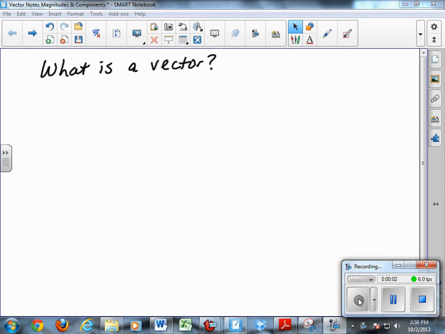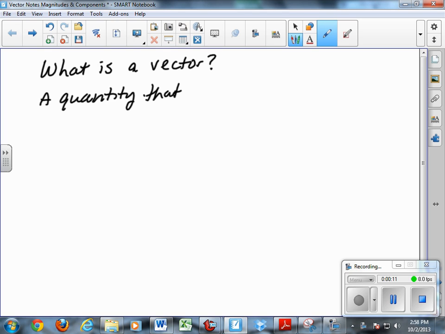What is a vector? A vector, by definition, is a quantity that has magnitude and direction. Now, what does it mean for a quantity to have both magnitude and direction? For example, I could have a number that just has quantity. I could say I am going 50 miles an hour. That would be a quantity, 50 miles an hour.